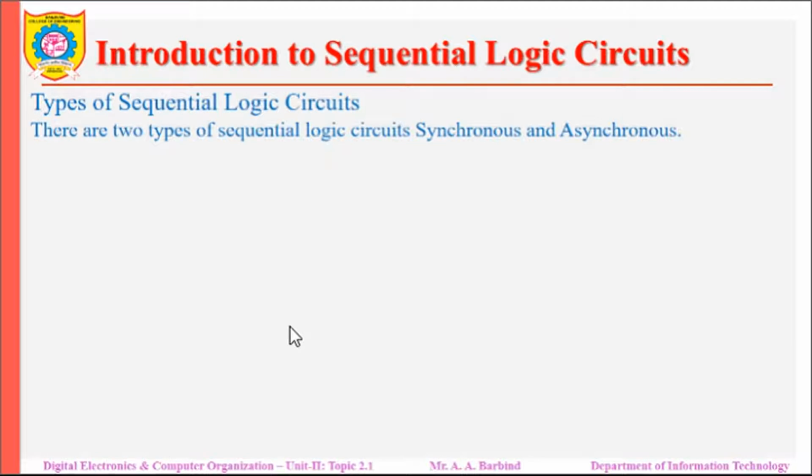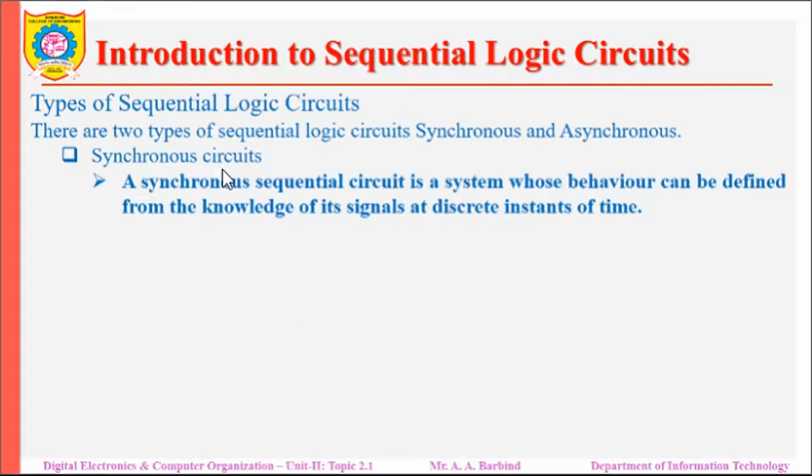There are two types of sequential logic circuits: synchronous and asynchronous circuits. A synchronous sequential circuit is a system whose behavior can be defined from the knowledge of its signal at discrete instances of time. So the signal is going to change at some definite instance of time.